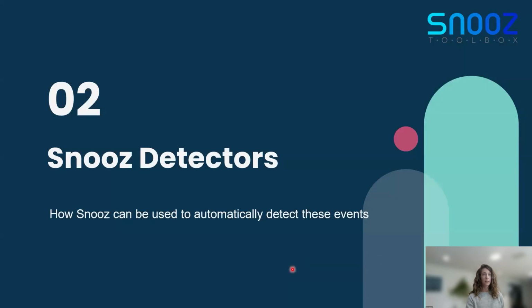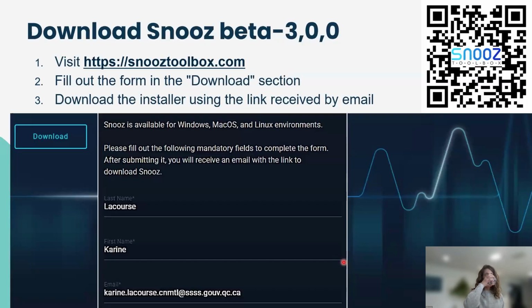Now it's time to present the detector integrated in the Snooz toolbox. First of all, you need to download the Snooz toolbox. So please visit snooztoolbox.com and fill out the form in the download section. Then download the installer using the link you received by email. The link should direct you directly to the version beta 3.0.0. If you're currently going through these steps right now, please be patient. It may take a few minutes to receive the email.